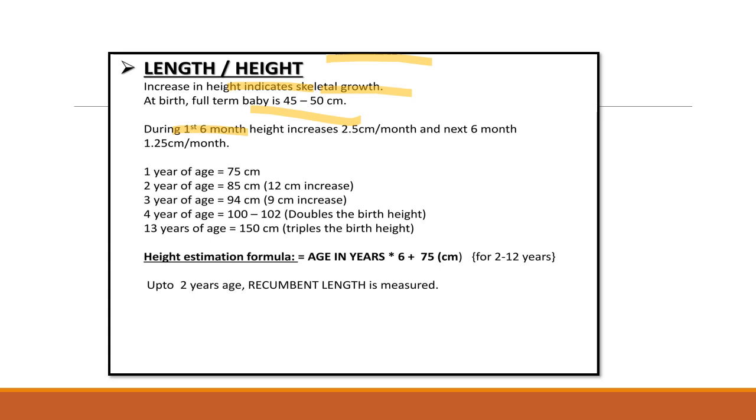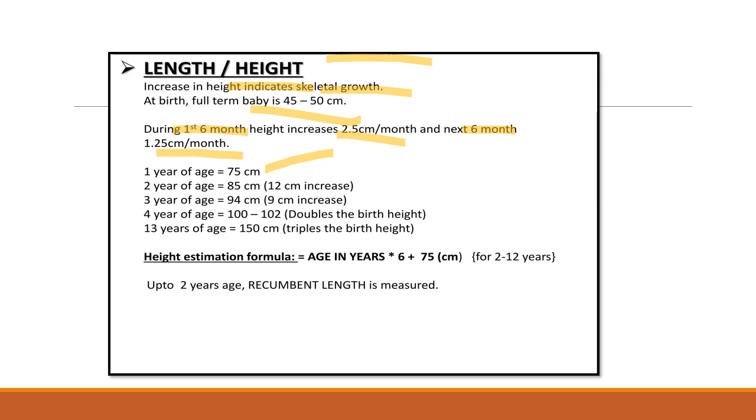During the first 6 months, there will be 2.5 centimeter per month increase. Next 6 months, 1.25 centimeter per month increase. At 1 year of age, the height will be 75 centimeter, that is 50% of the birth height increase. If baby's height is 50 centimeter, it will increase by 50%, that is 75 centimeter.